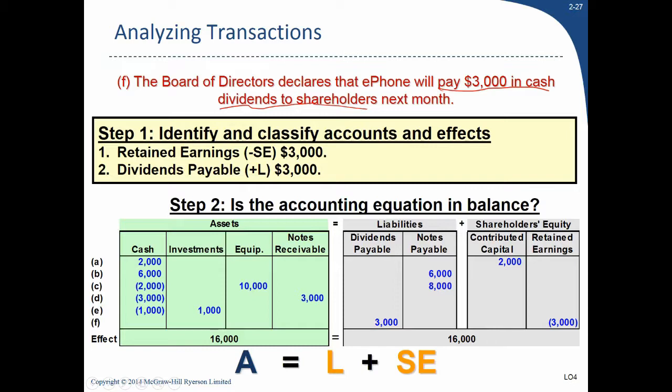And next month. So this is a kind of a complex transaction. Because we've promised to pay these dividends next month, we now have a liability, right? We're going to have to pay out the shareholders $3,000 in a month.